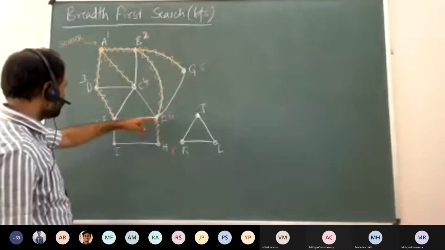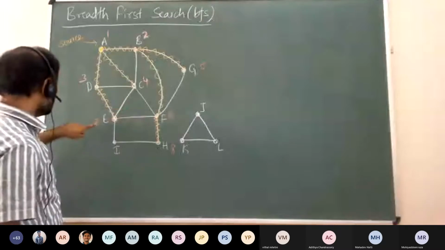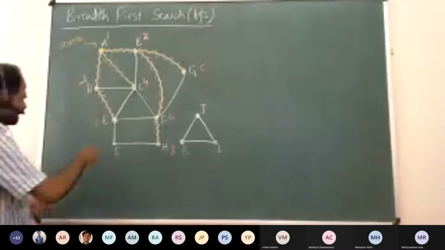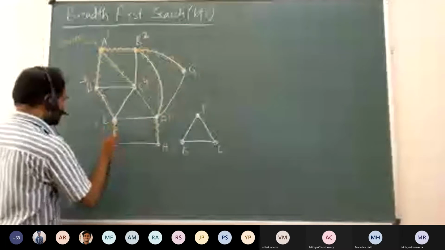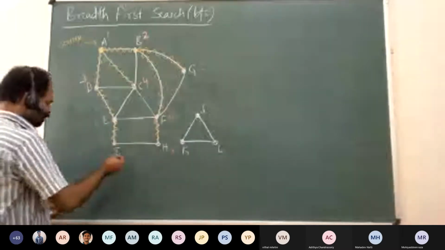Then the next vertex is E. We will come to E and see if there is any neighbor which is unvisited. There exists a neighbor I which is unvisited. We will visit that and conclude it.